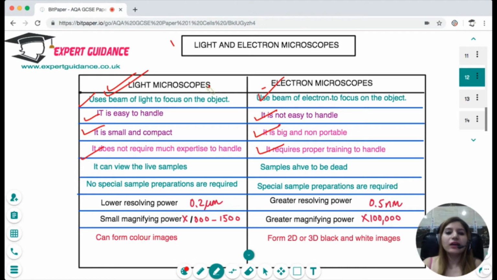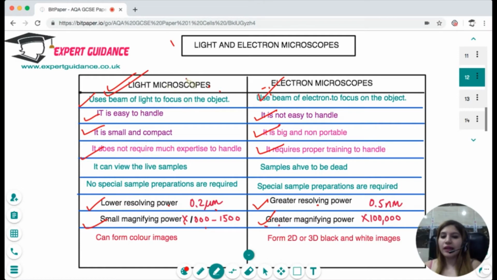Now, when we use a light microscope, we cannot see the greater subcellular details because the light microscope has a very low resolving and magnifying power. The resolving power is 0.2 micrometer and the magnifying power is just between 1000 and 1500. Whereas the electron microscope has a greater resolving power, around 0.5 nanometer, and the magnifying power is around 100,000 times. So it is the electron microscope that has enabled us to see proper subcellular structures like mitochondria, ribosomes, and chloroplasts.